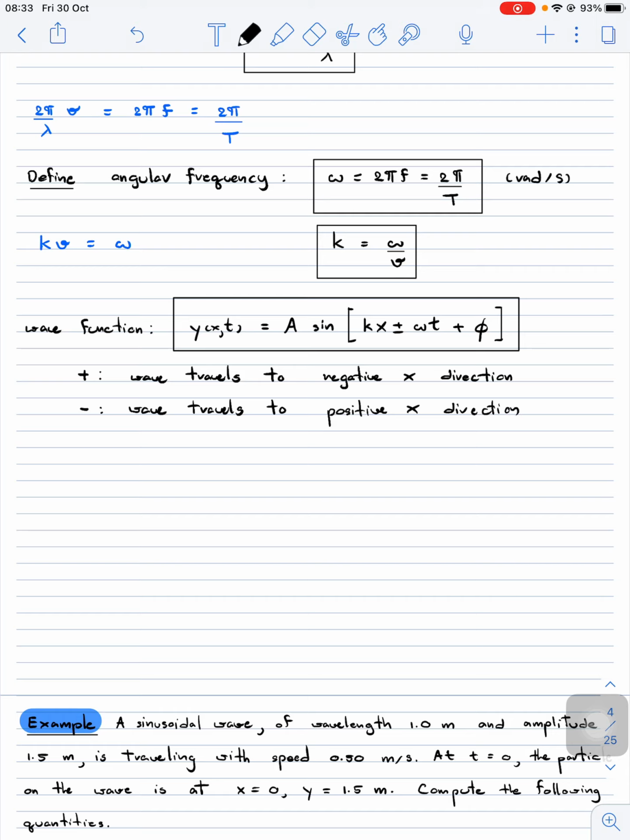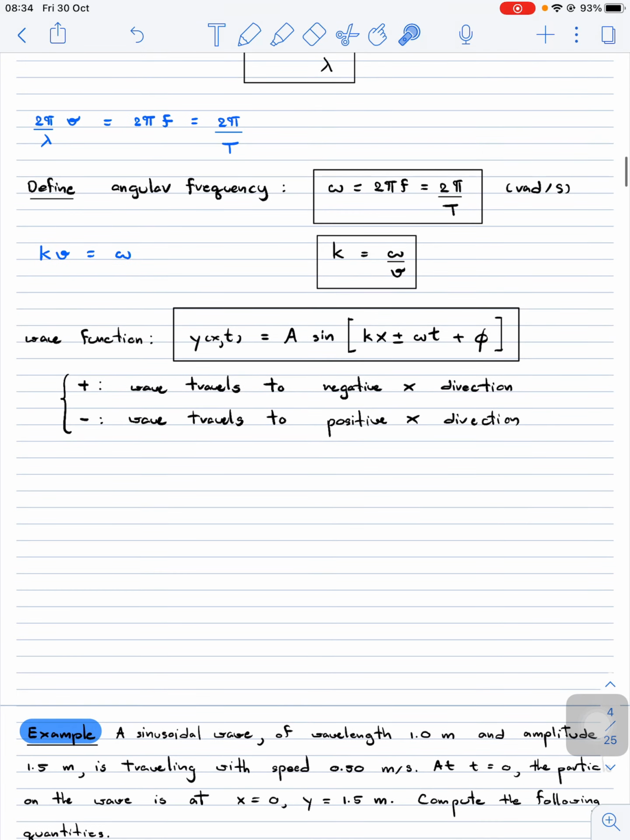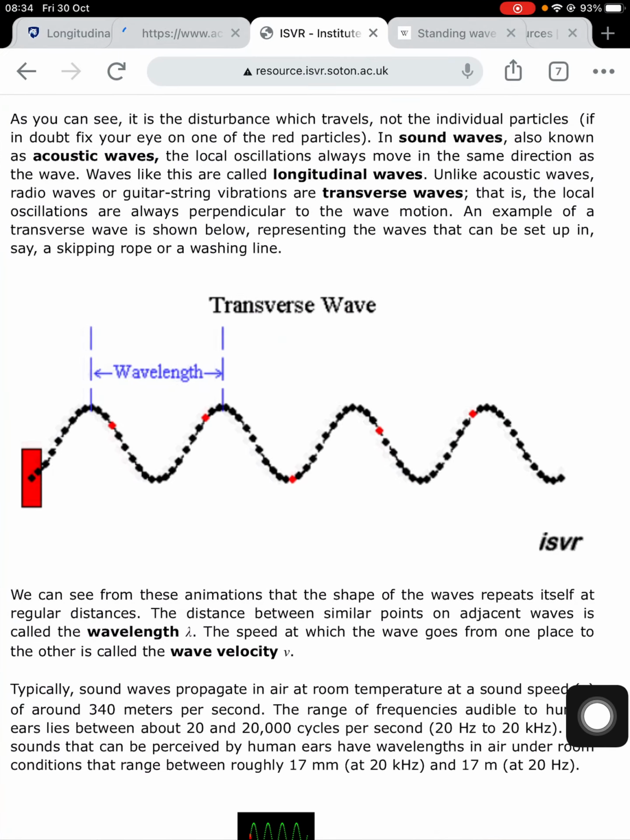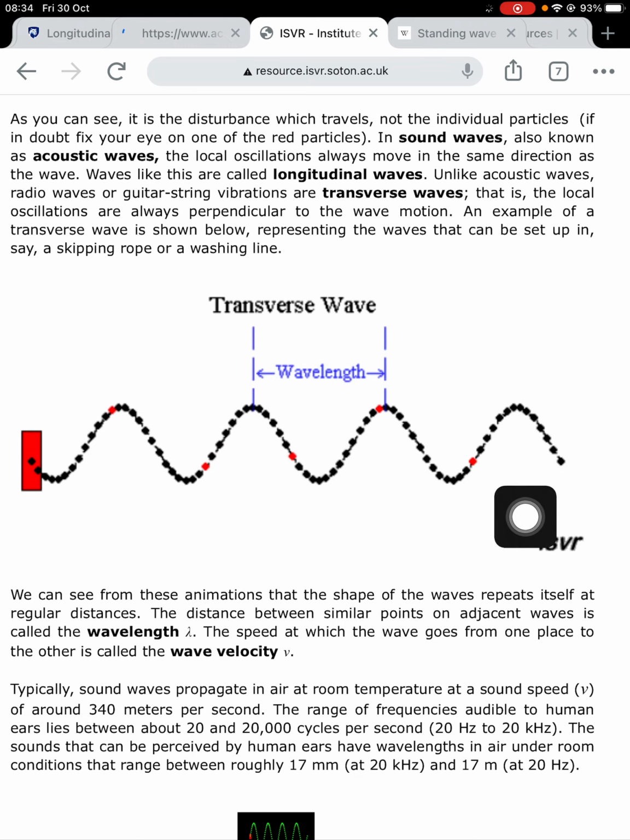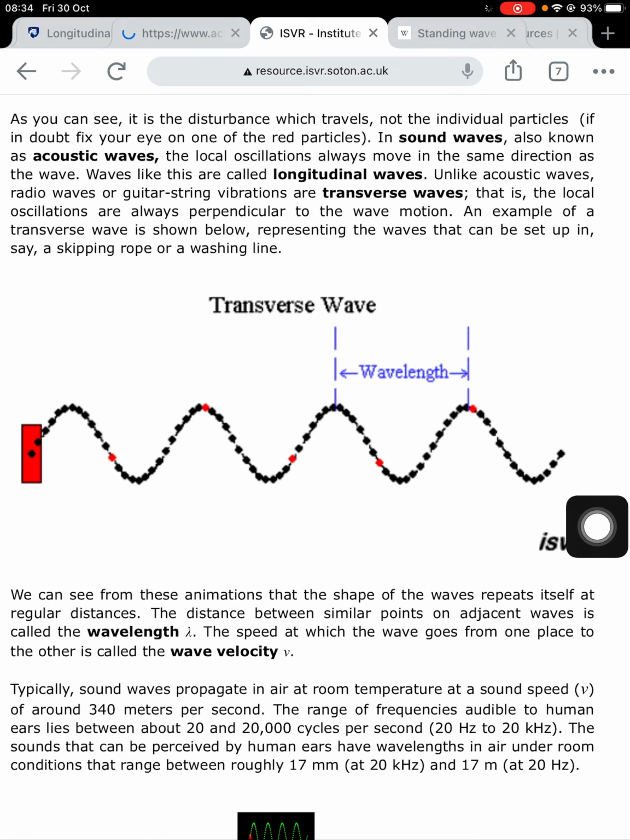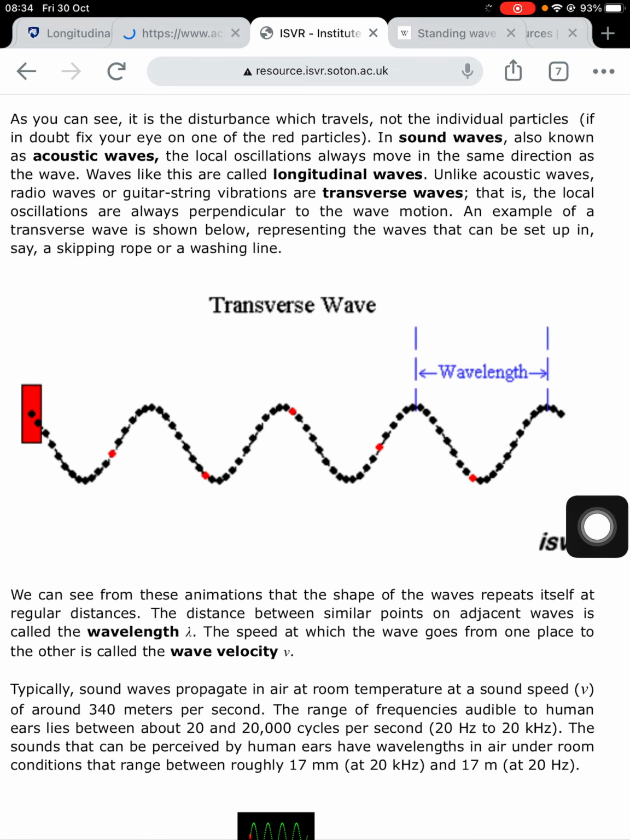So the plus and minus sign here is going to tell the direction of the propagation of the wave. The plus sign means that the wave will travel to the negative x direction. The minus sign just means that the wave travels to the positive x direction. If we look at this picture, you can see that the wave is traveling to the right-hand side, or to the positive x direction, so in this case we need to use the minus sign.